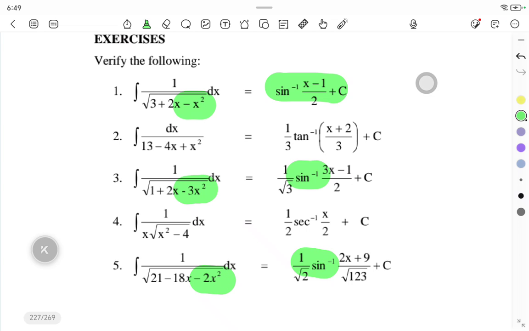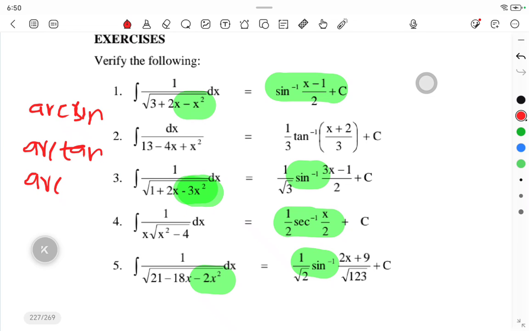Once there's an x outside, you know you must focus on sec and cosec. You see, right? This one, if there's a negative here and a negative outside here, you're going to focus on arc cos. But initially, the one which we're interested in is the arc sine. I'm interested in these three: arc sine, arctan, and the arc sec. These are the ones which I'm interested in.